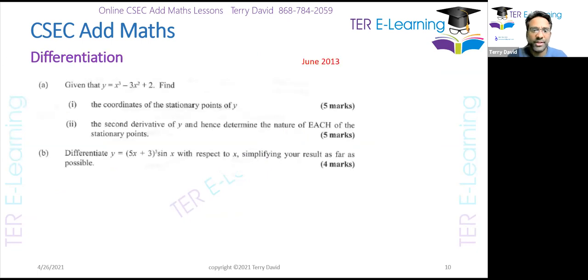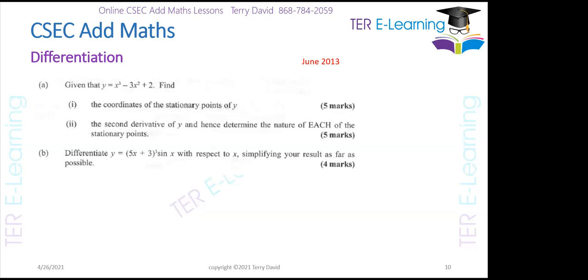All right, so we want to differentiate this equation they've given us here, right? y is equal to x cubed minus 3x squared plus 2.